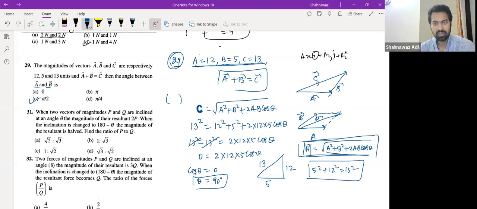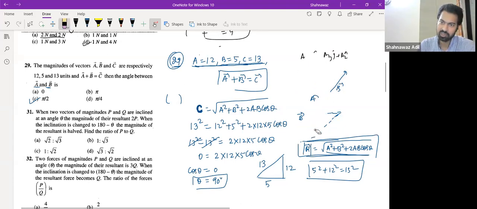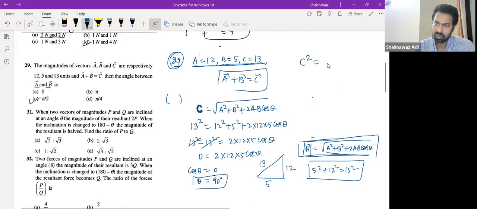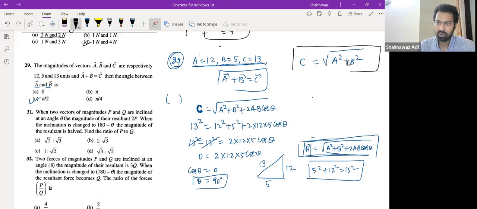And you guys can also directly do this question, right? So how can we directly do this question, Akif? We know that the magnitude c square is coming out to be a square plus b square. So for which case is the magnitude of the resultant this? For 90 degrees. So we can directly tell from here also.